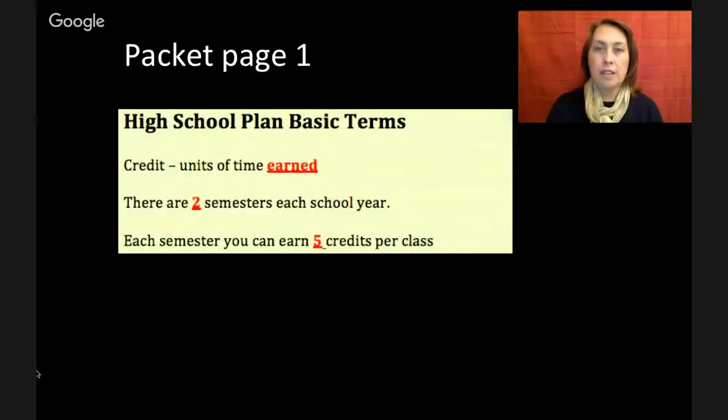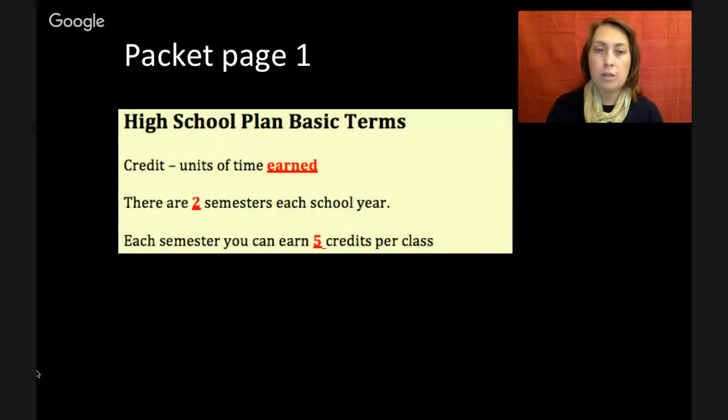Let's go ahead and fill out the first page of your packet. Before we begin looking at high school requirements, you need to know some key terms. These terms are things that are different about how high school counts your classes compared to elementary and middle school. The first thing you need to know is that in high school, there are these things called credits, and these are units of time earned. Go ahead and fill in that blank.